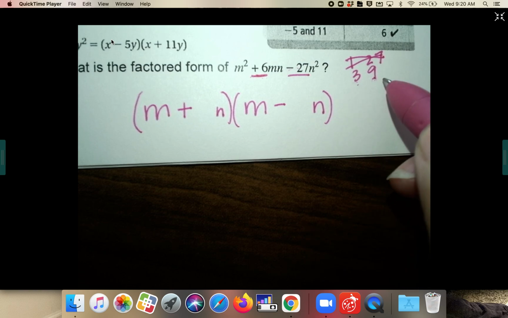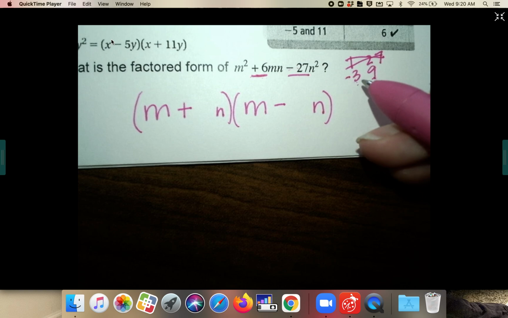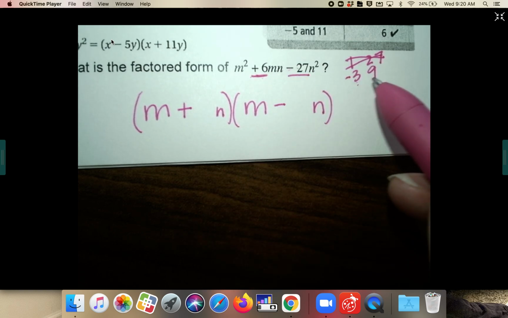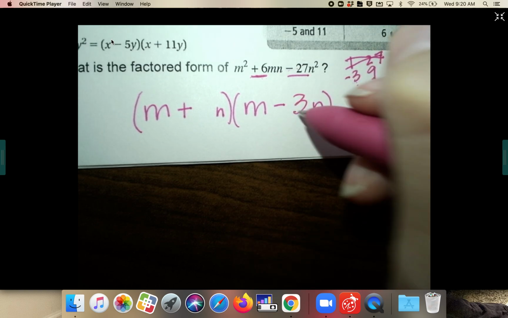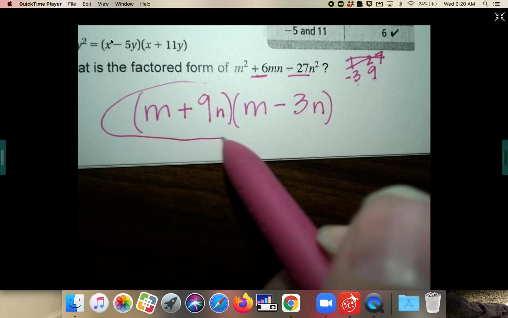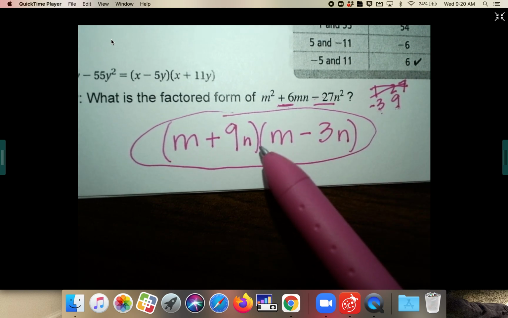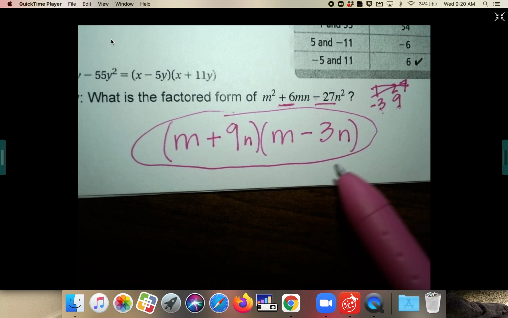To add these and get a positive 6, you would need your 3 to be negative, because negative 3 plus 9 would be our positive 6. So these are our two factors, negative 3 and positive 9. So again, FOIL it or box it if you want to check, but this really isn't any harder. It just has an extra variable on it, but really you do it the same way.